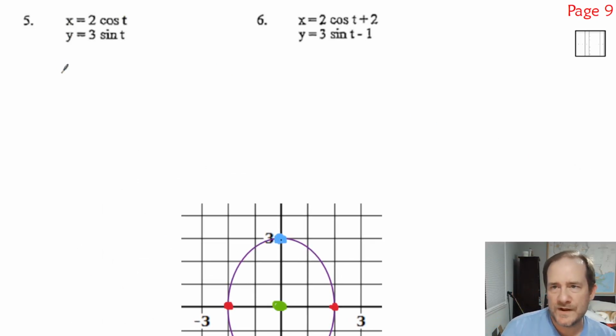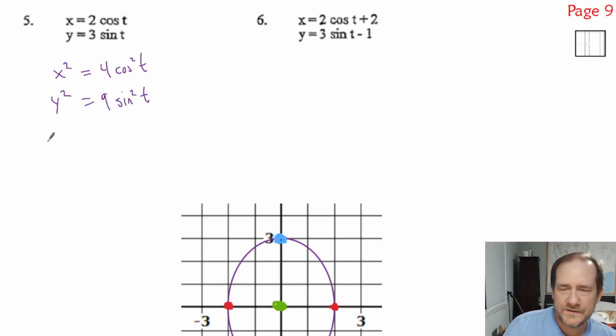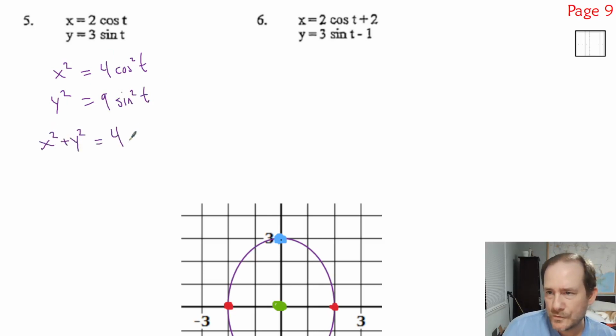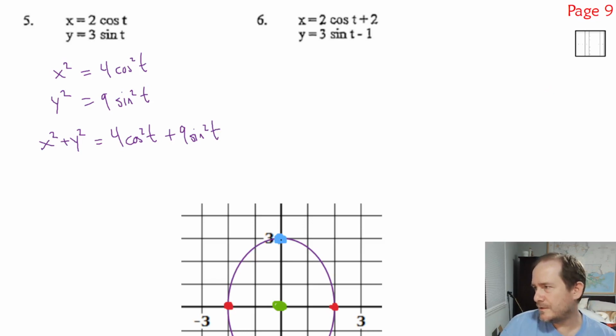Now if you square both sides right away, you would get x squared equals 4 cosine squared t, and you would get y squared equals 9 sine squared t. Then you go to add these things together, you get x squared plus y squared equals 4 cosine squared t plus 9 sine squared t. And then all hell breaks loose, because you can't factor anything out.